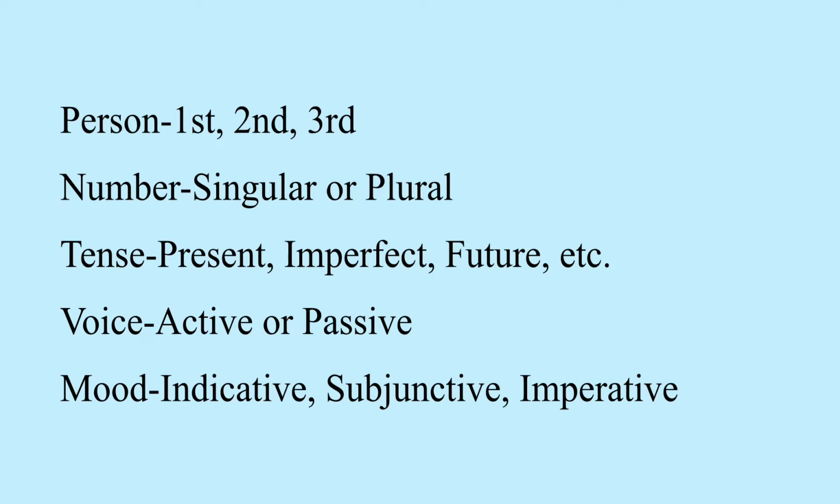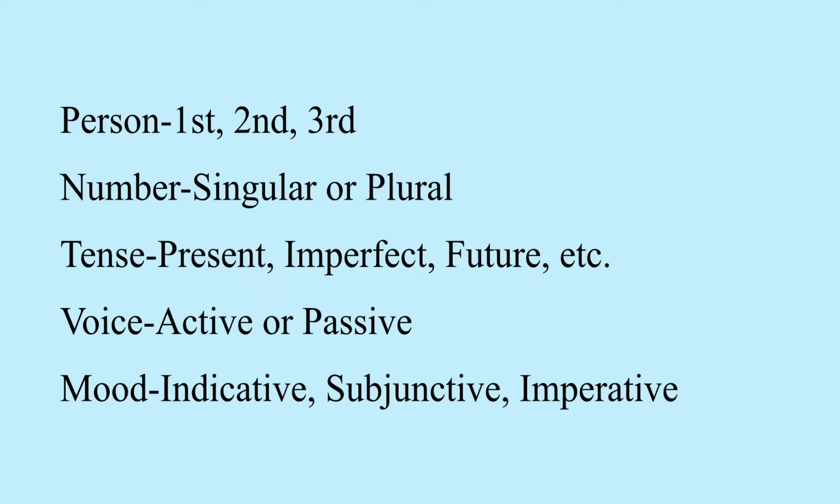Tense is when the verb takes place. Is it present, imperfect, future, etc.? Voice is active or passive. So is the subject performing the action of the verb, or is the action of the verb happening to the subject, right? So I kick the ball, that's an active verb. I am kicked, oh no, that's horrible, is a passive verb, right? So is the subject performing the action, or is the subject receiving the action of the verb?